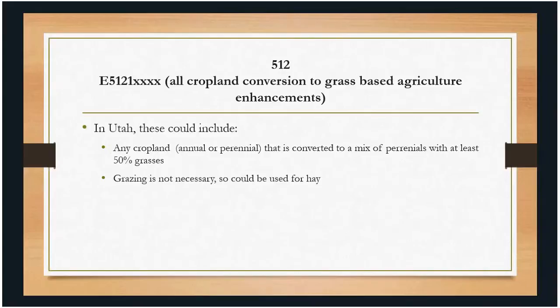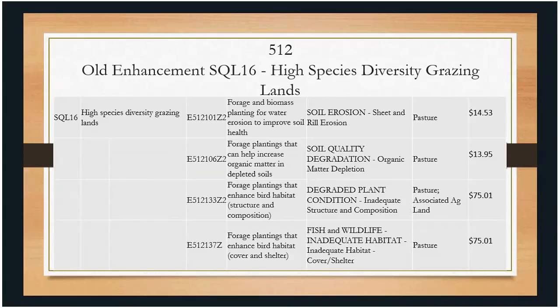So in Utah, these enhancements could include any cropland, annual or perennial, including hayland, that's converted to a mix of perennials with at least 50% grasses and not more than 20% alfalfa. Grazing is not necessary, so you could use these for hay once you've established them. Any question on that set?